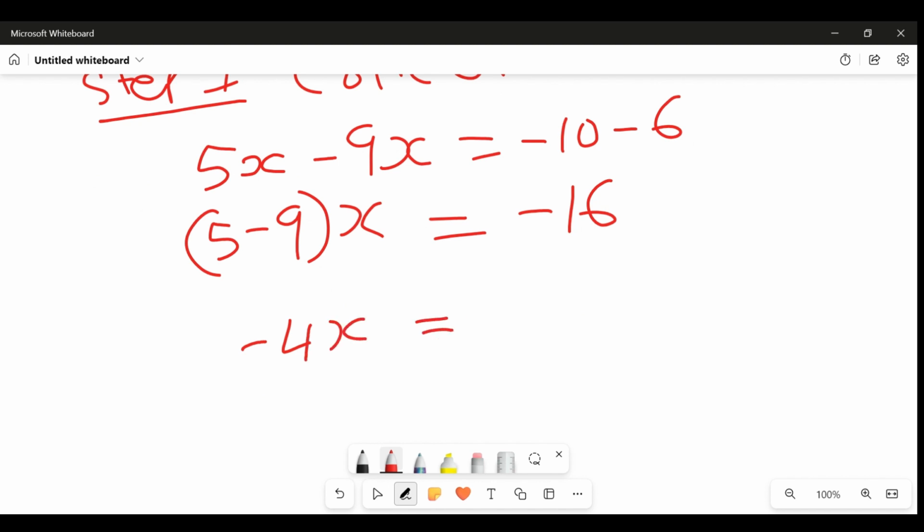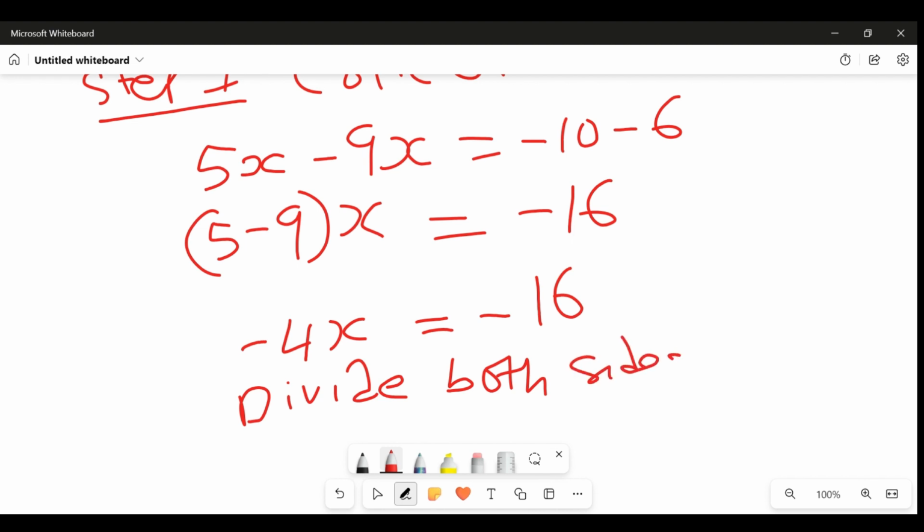Equals to what? Minus 16. So what we do from here is divide both sides, or you divide through, either way, by minus 4. Okay, now you divide both sides by minus 4.